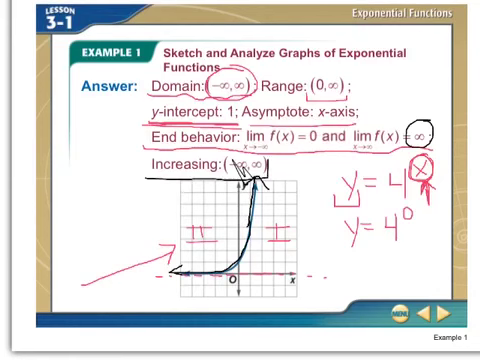Increasing, the function is strictly increasing. The y values are constantly going up from left to right. There's never a turning point. The slope is never negative. The y coordinates never decrease. Therefore, our function is always increasing from negative infinity to positive infinity.